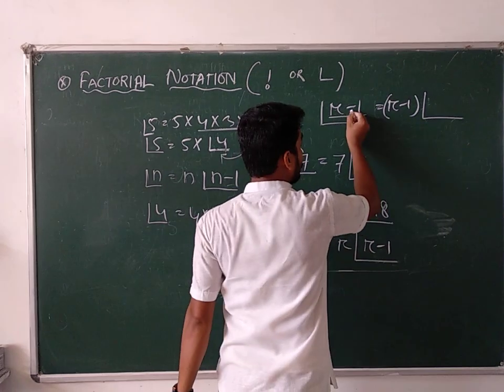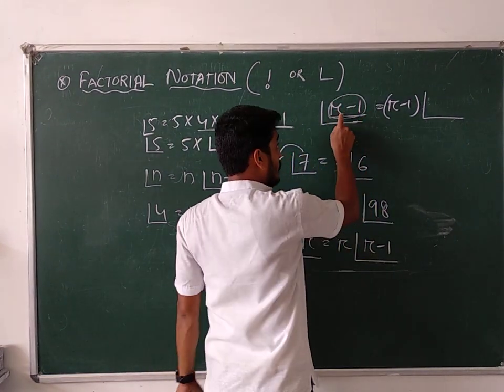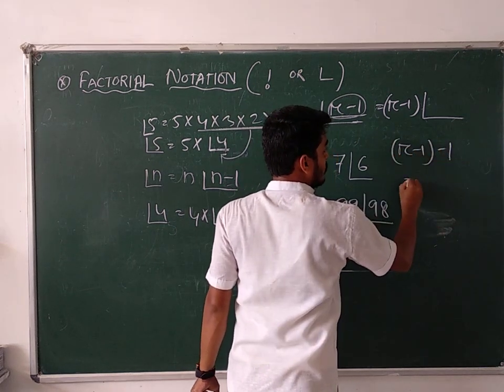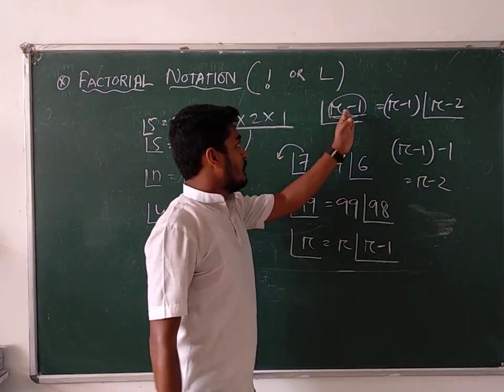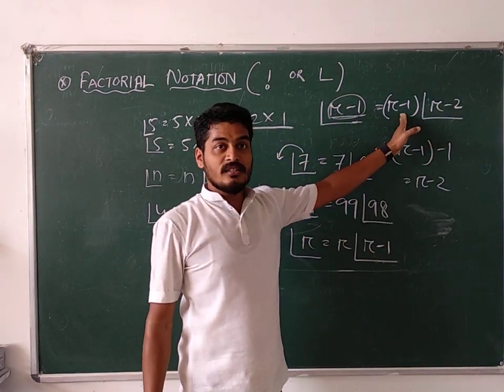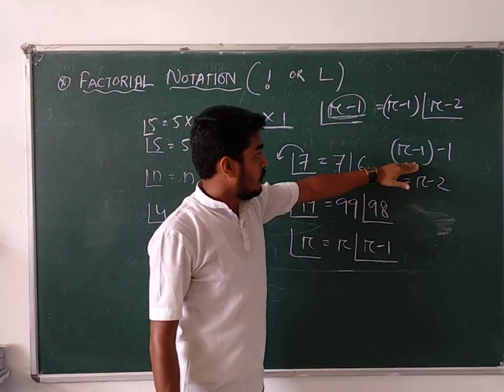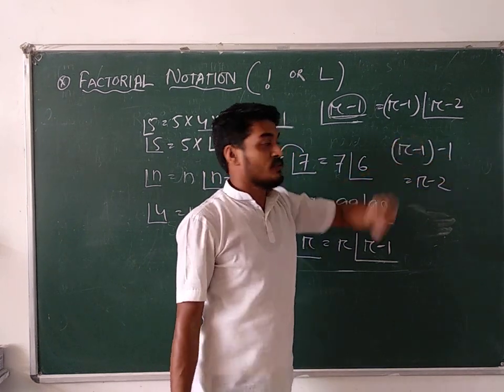Then what you have to do, whenever you take r minus 1 outside, then you have to subtract 1 from this number. r minus 1 minus 1, then what will it be? r minus 2. Are you getting my point? Whenever r minus 1 is outside the factorial notation, the number inside the factorial will be decreased by 1. Then you subtract 1 again. Originally it was r minus 1, I have decreased 1 once again, so r minus 2 it is.